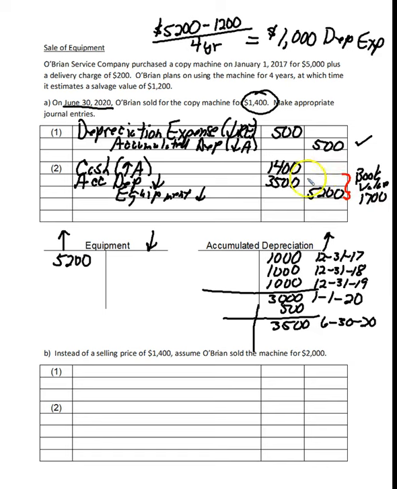Cost of $5,200, accumulated depreciation of $3,500. Those net to $1,700. So if we got cash of $1,400 and we give up book value of $1,700, we actually have a $300 loss. So losses are like expenses, they're debits. So loss on disposal of plant asset.